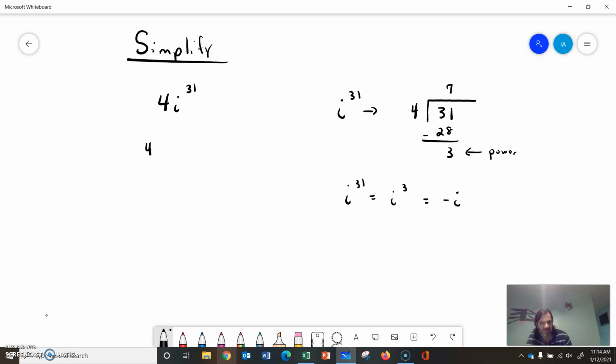So 4i to the 31st would be 4 times negative i, which we can rewrite as negative 4i.